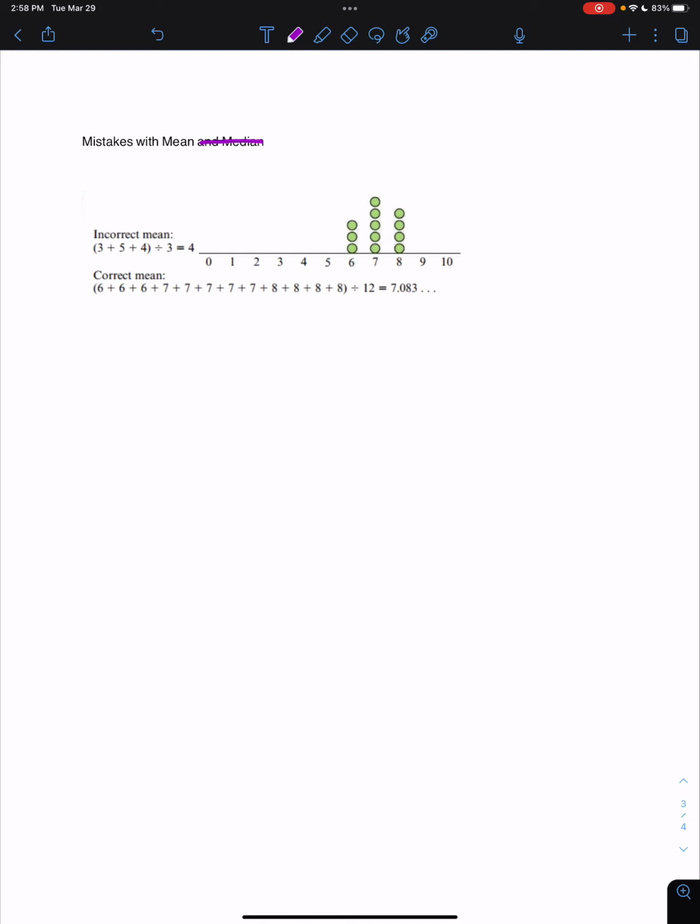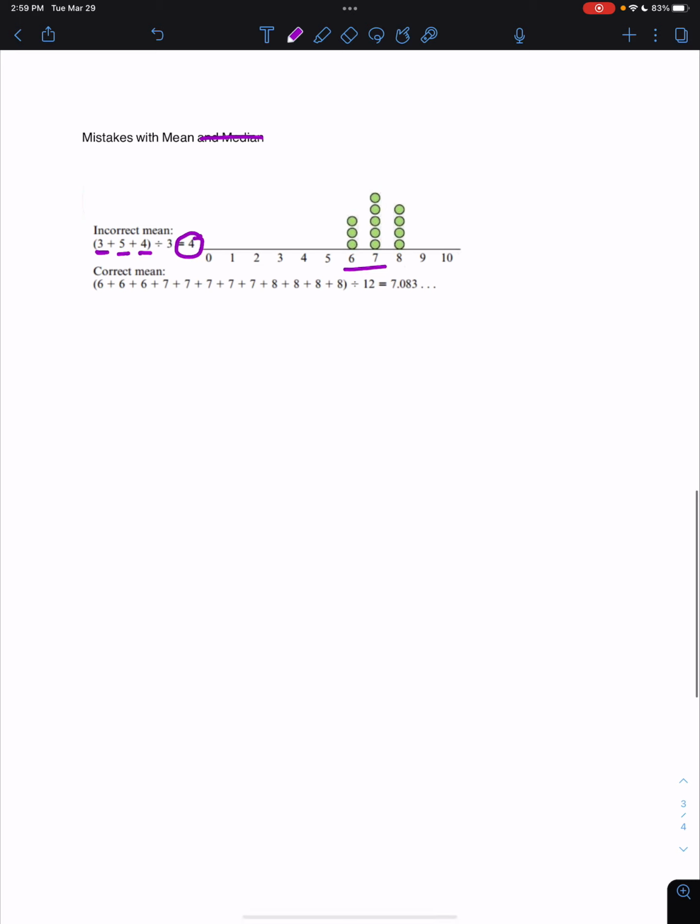So when you see a dot plot like this, you are not counting the number of dots. You actually need to count the values. So in other words, this is not 3 dots plus 5 dots plus 4 dots and then divide by 3 numbers. Because it should be obvious that 4 is not a good reflection of this data, right? So this is not correct.